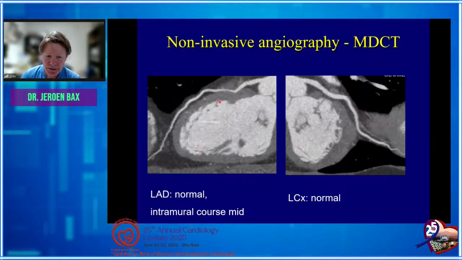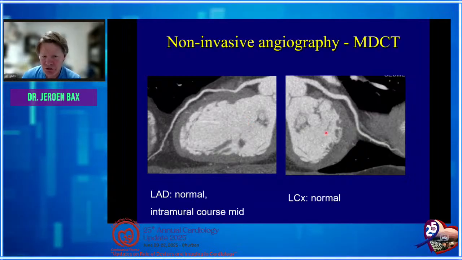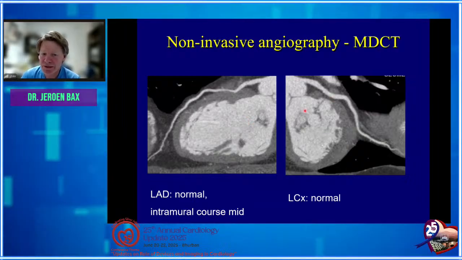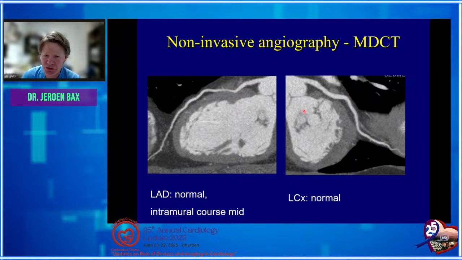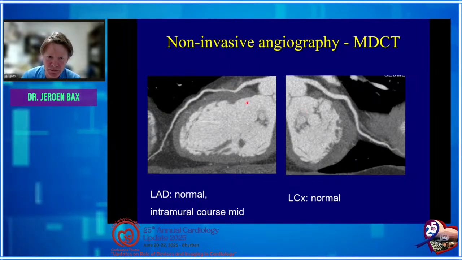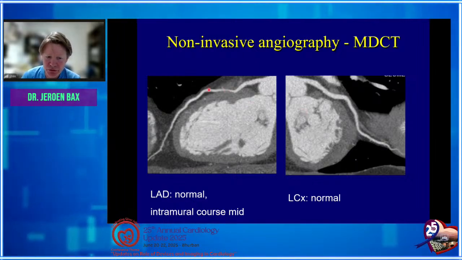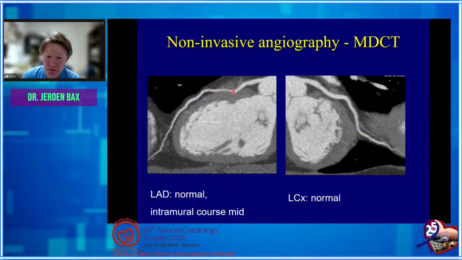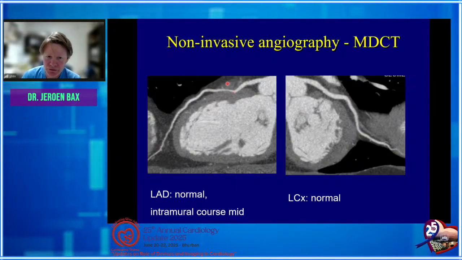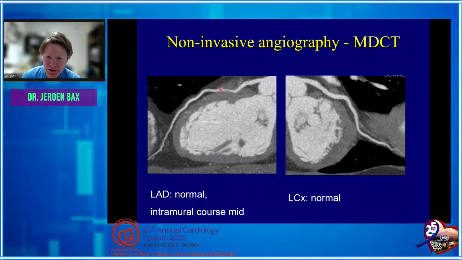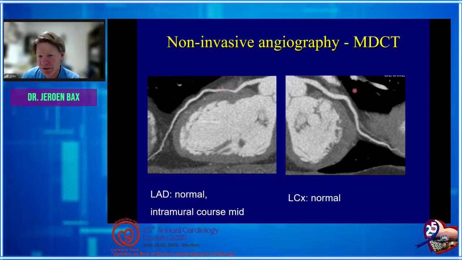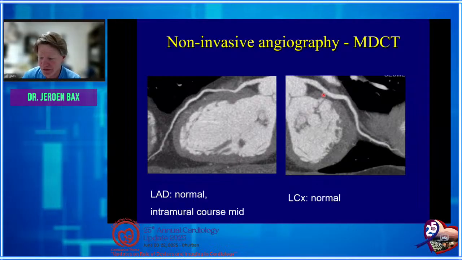Here you see an LAD, and here you see a circumflex. One thing that you're going to see the more you use these CT scans is this phenomenon. That is an intramural course of the vessel. That is not atherosclerosis, but it's just running within the muscle. This one is completely normal, except that you see a very little spot of calcium there.